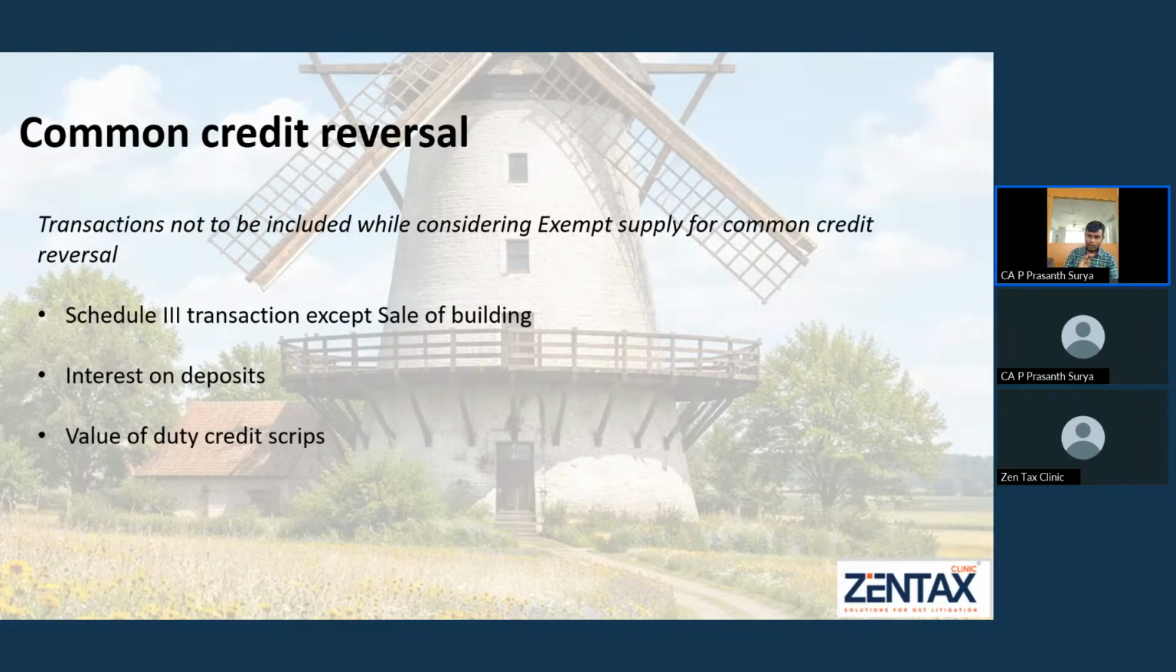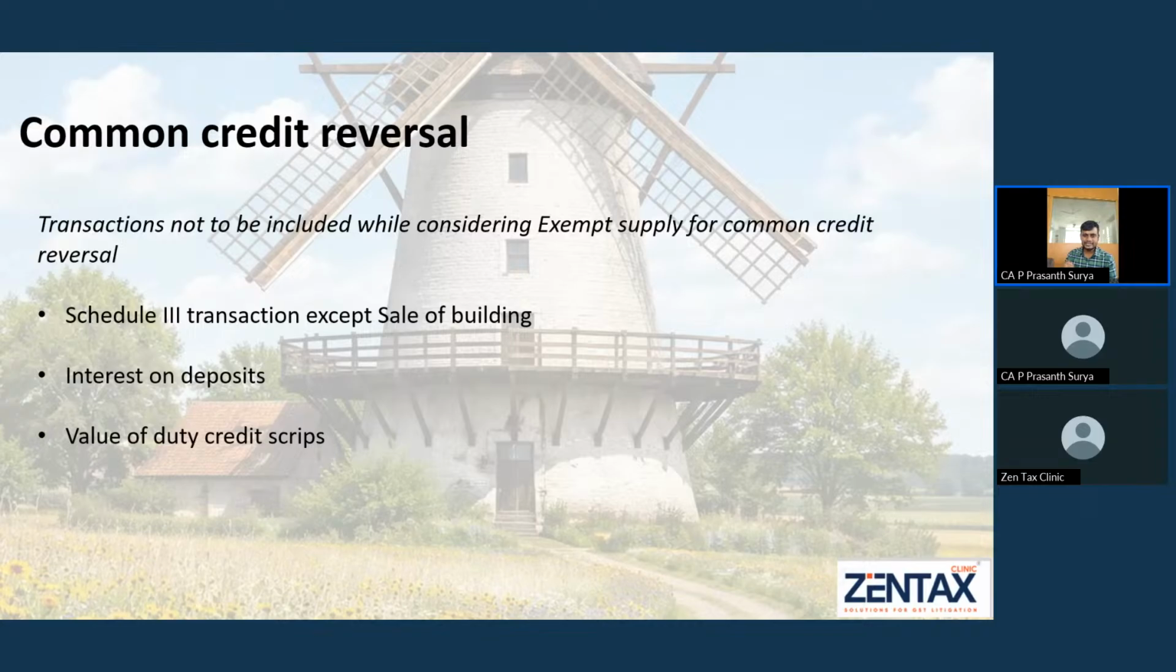So the next thing is, what are the supplies which should not be taken as exempt supply? I have already said that you should not take into account the export transactions as a part of exempt supply. Even though it is supplied without payment of tax, you should not include it in the computation of exempt supply for the purpose of common credit reversal.